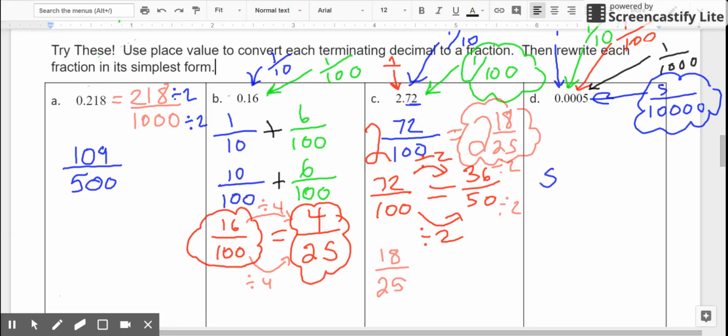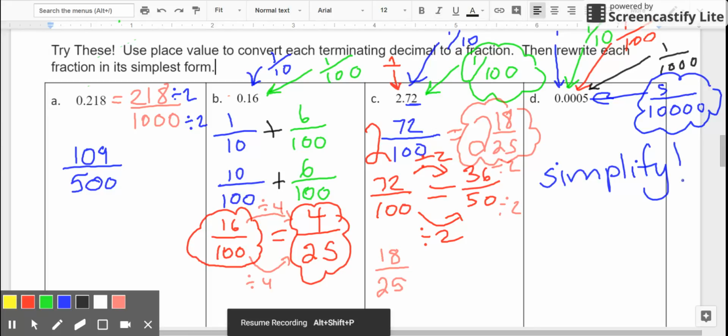Please simplify this on your own. I'm not going to give you the answer to this problem right now. Try it on your own, please.